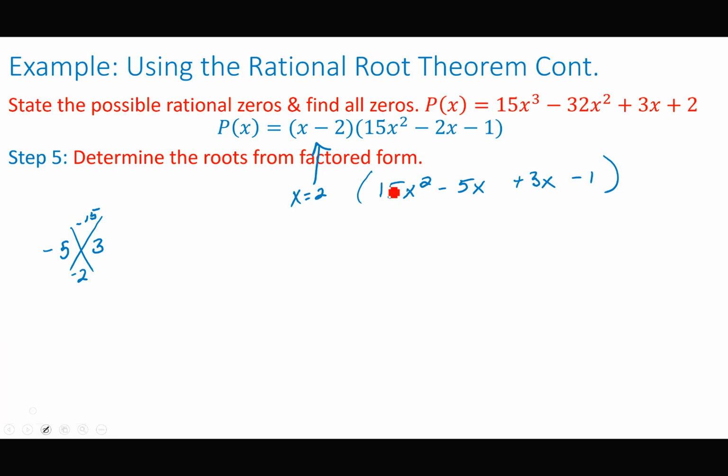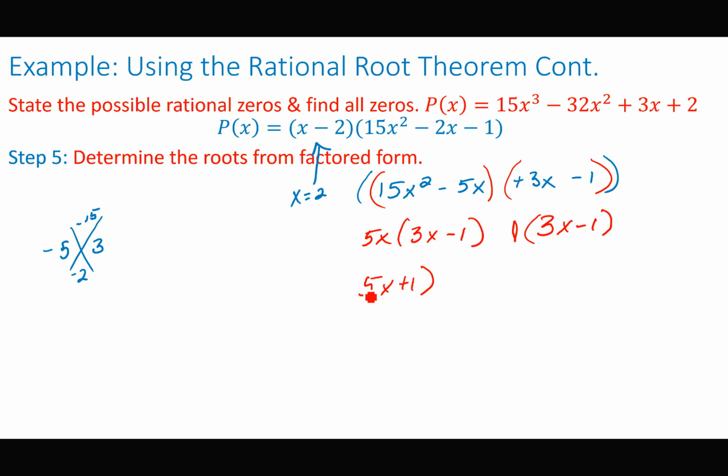Do our groupings. Could factor out a 5x. And so this becomes 3x minus 1. Conveniently, this is 3x minus 1, so all I had to factor out was a 1. So I end up with 5x plus 1, 3x minus 1. And then I'm still going to bring down this x minus 2 just to complete it. So fully factored, our polynomial is x minus 2 times 5x plus 1 times 3x minus 1.